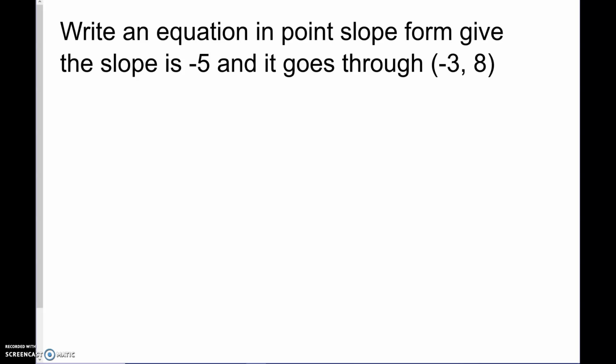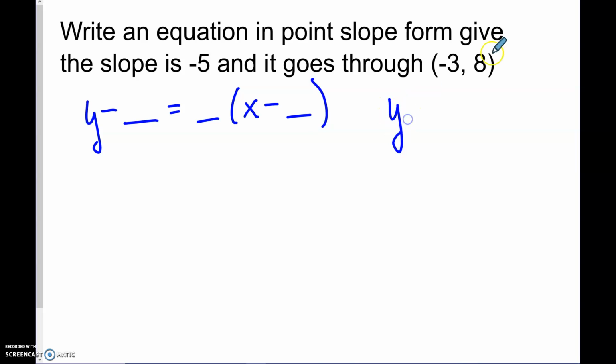So we're going to write an equation in point slope form, given the slope is -5 and it goes through the point -3, 8. Okay, so there's a couple different ways you guys can go about writing this. So you can just fill in y minus a blank equals blank and x minus a blank. Now some of you might be able to just go right to it and write in here y, and because we see a +8, we're going to write -8 equals, and now the slope goes into this next place. So what number is going to go in the next place is going to be a -5.